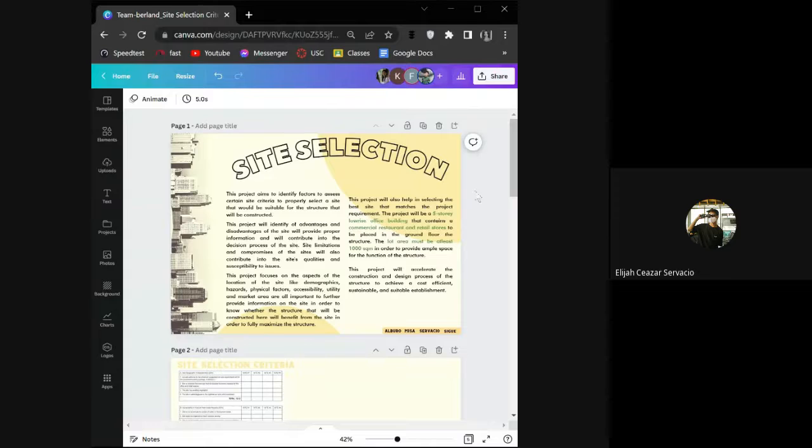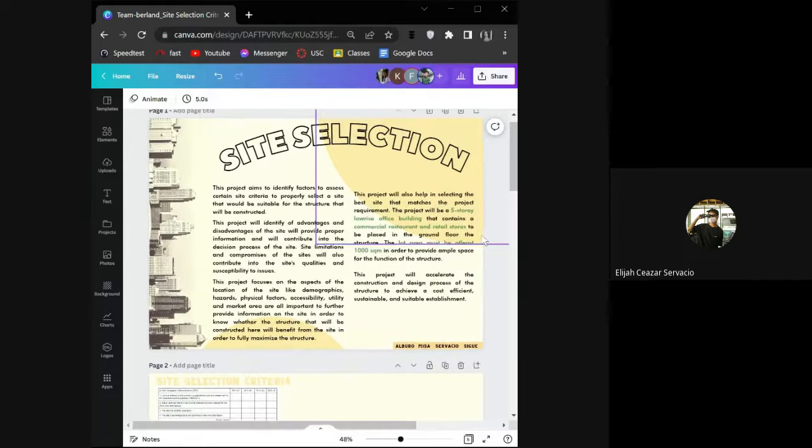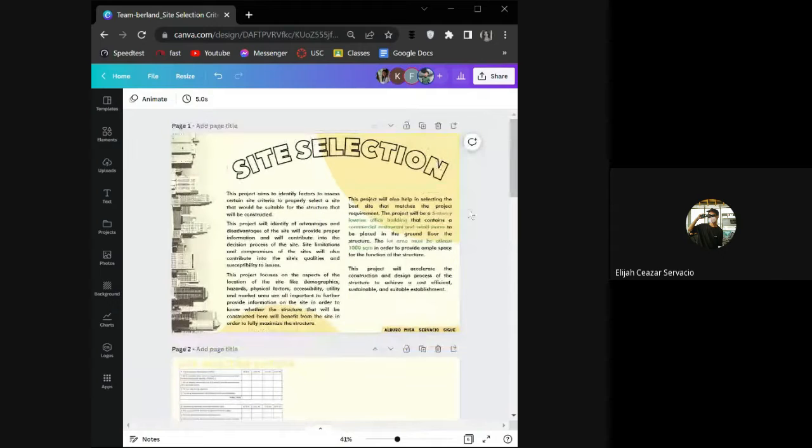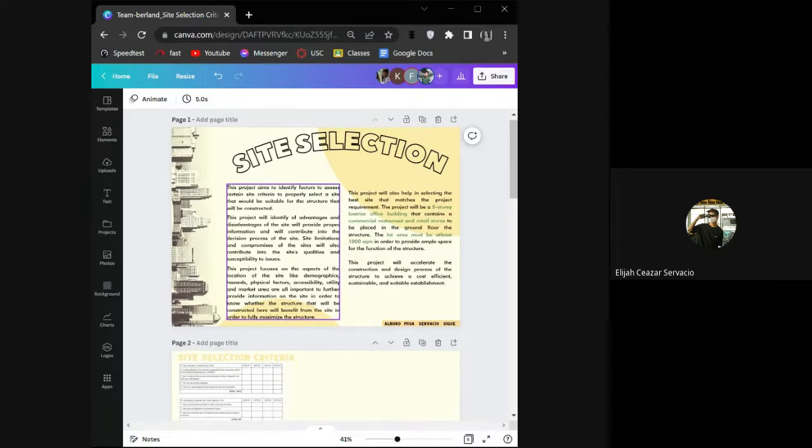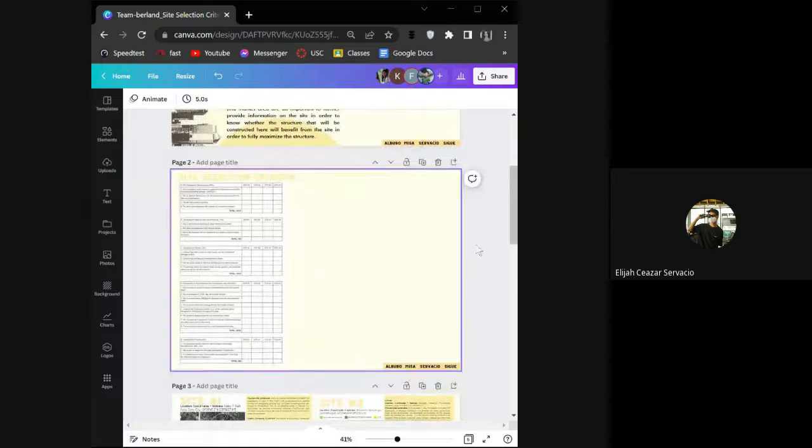So this is our presentation. For the first part, we have the objectives. It has here the objective to create a 5-story low-rise office building that contains a commercial restaurant and retail stores. It also explains the things needed to achieve the said goals in creating the building. Then we have the second part, which will be discussed by Kevin.